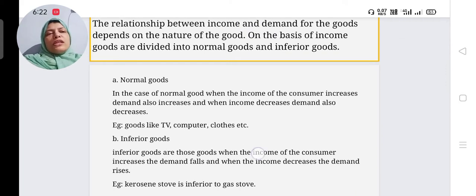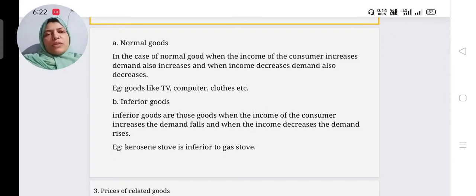In the case of normal goods, when income of the consumer increases, demand also increases. When income decreases, demand also decreases. So there is a direct relation between demand and income in the case of normal goods. TV, computer, clothes, dress, food items are normal goods.